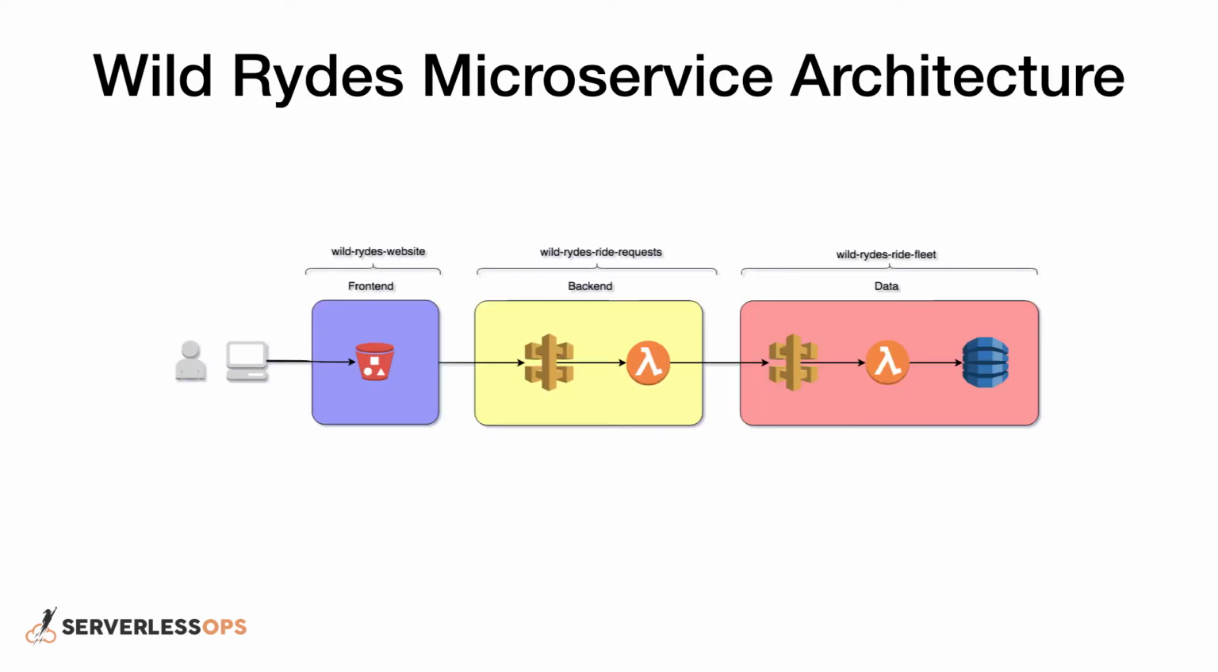This is the current architecture of the application we're working with. There's a front-end website hosted on S3, a back-end for requesting rides, and a service to manage dispatching available rides from the fleet. But we're missing a key feature. We don't record any rides. How are we supposed to perform basic work such as billing or even analysis on the rides that we serve?